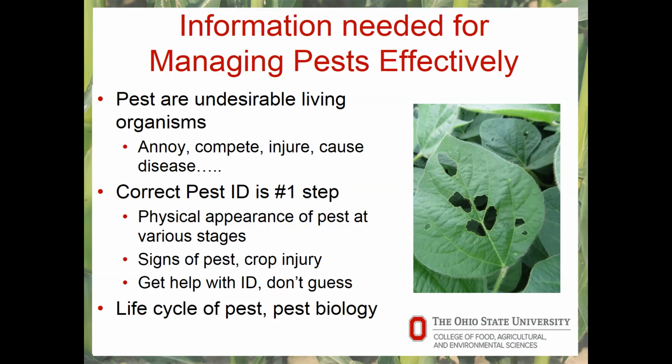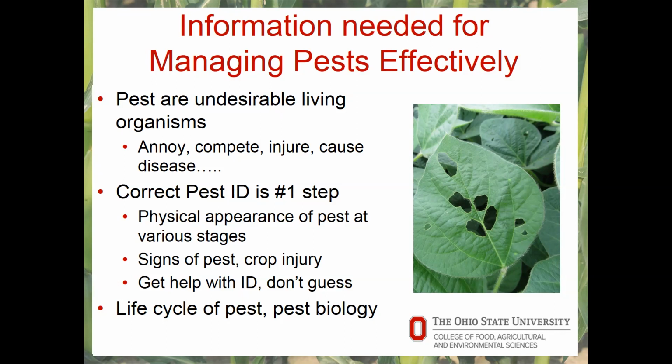Pests are undesirable living organisms that annoy, compete with, injure, or sicken people, crops, or livestock. So identifying the pest is always the first step for effective control. First, you want to establish the identity of the pest and determine whether it is potentially a threat to your crop. Some insects may be beneficial, so you don't want to eliminate those.